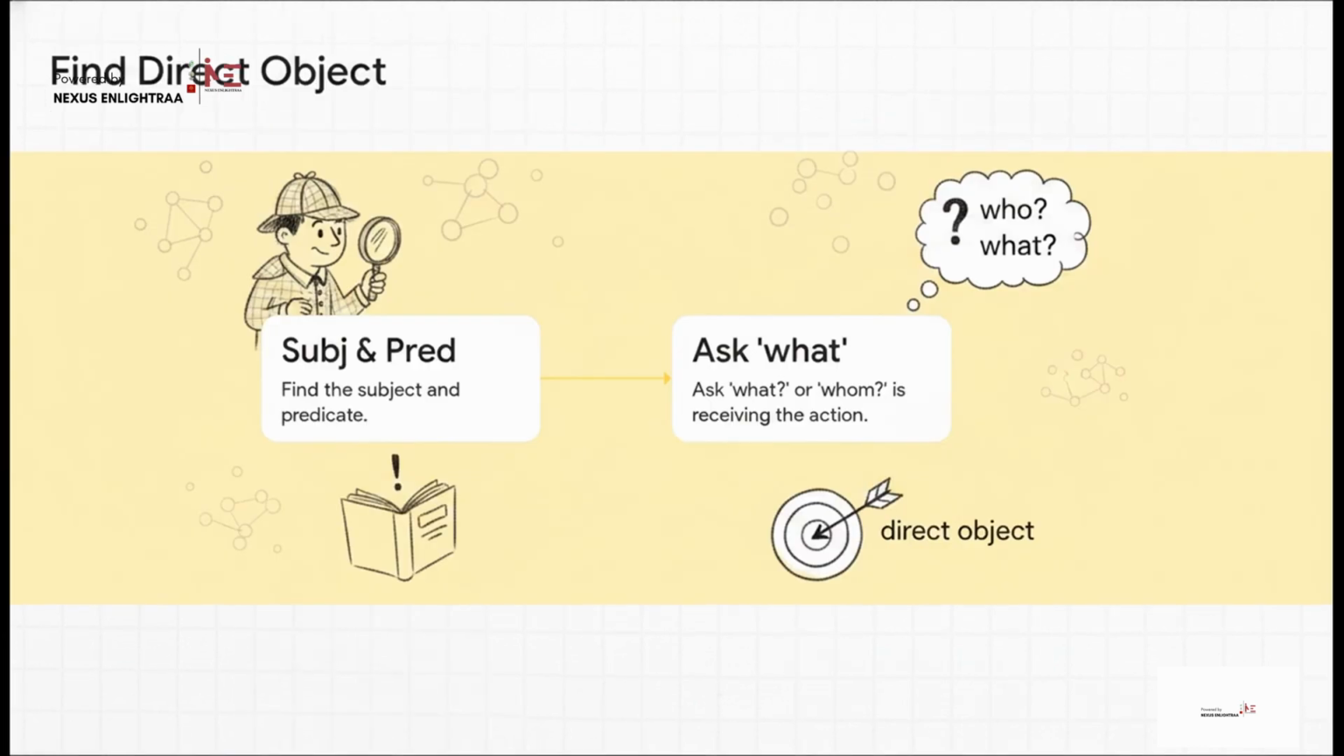And finding the direct object is super easy. First, you isolate your subject and your predicate. Then, you just say the verb out loud and ask the question what or whom. The answer you get is your direct object.